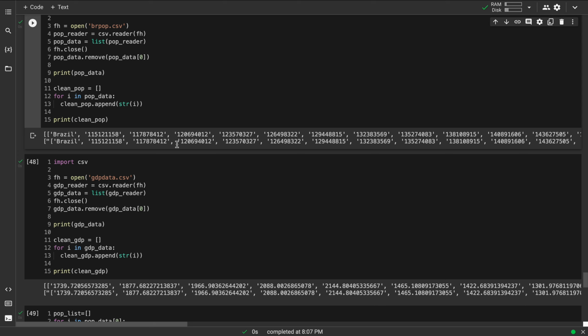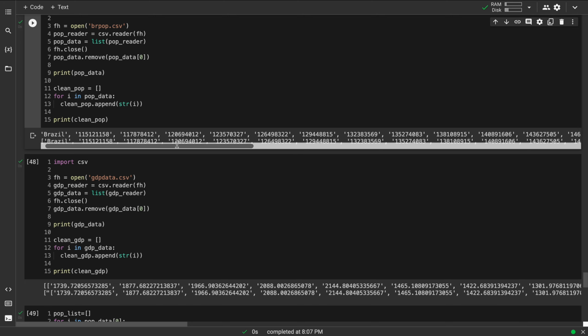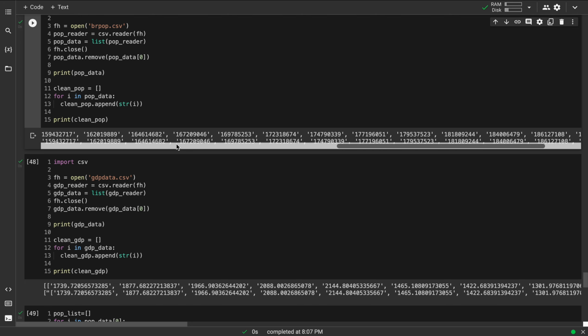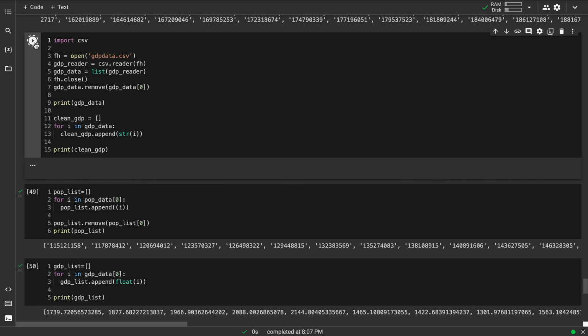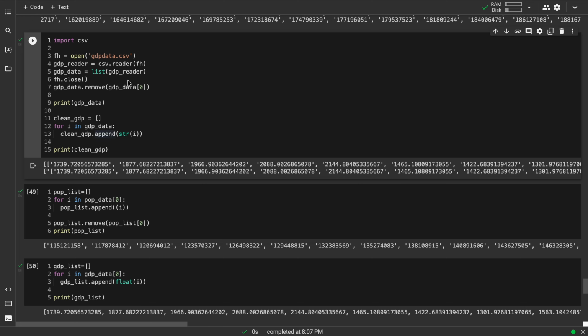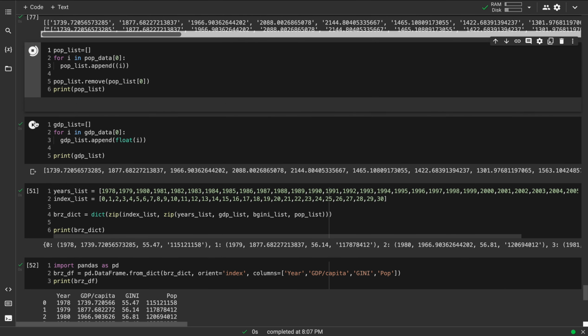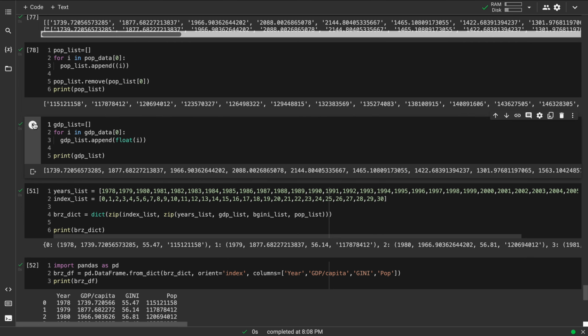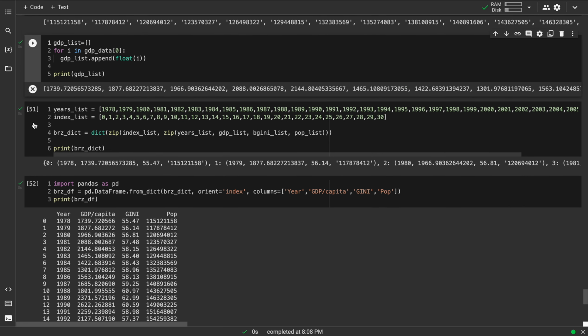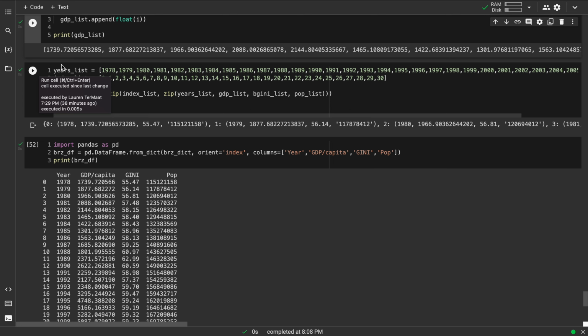And this is showing specifically Brazil's population. And we also had the same process for Brazil's GDP over the years. And again, here we just made sure that they were clean and easy to understand so we wouldn't run into issues with our visualization. So here we made a dictionary.